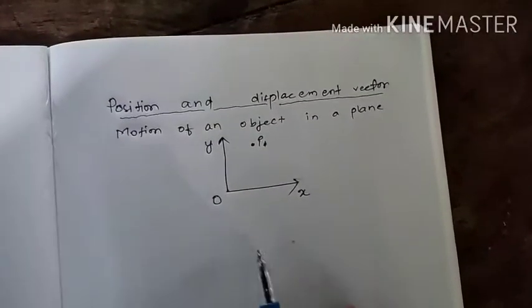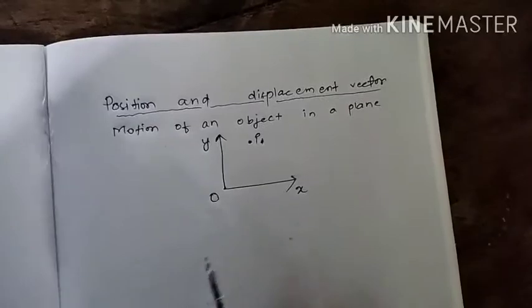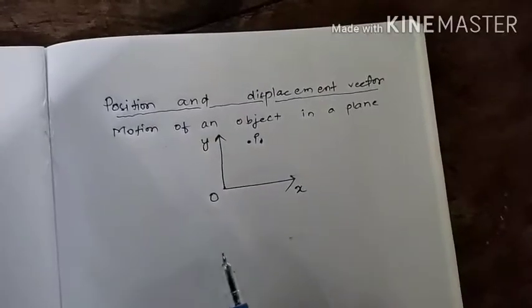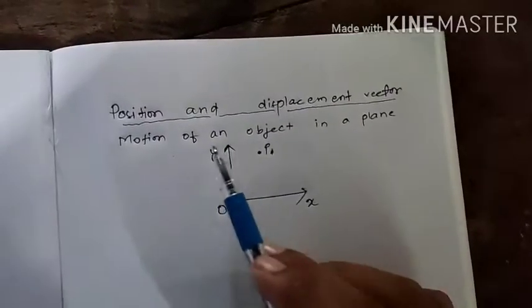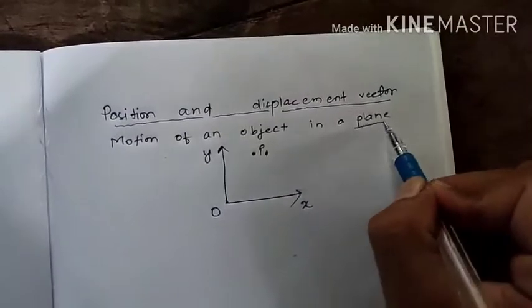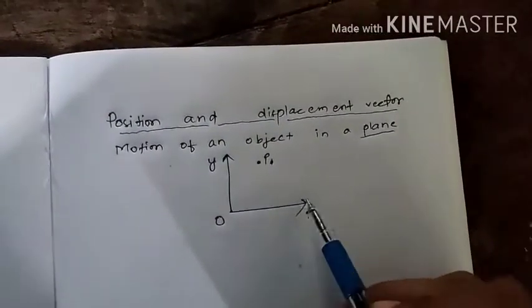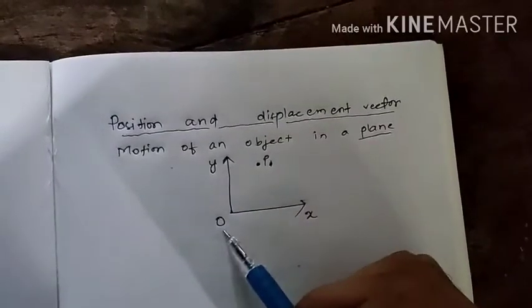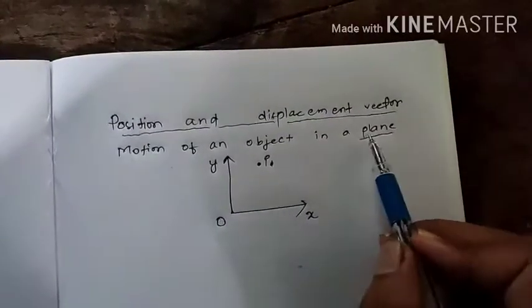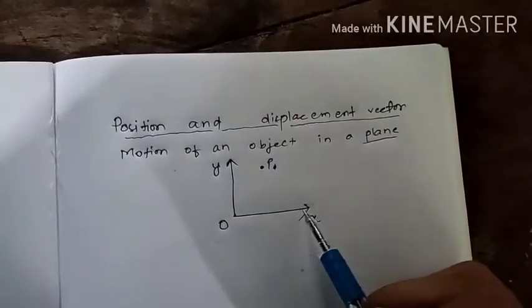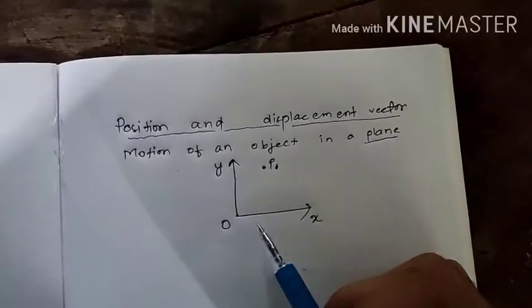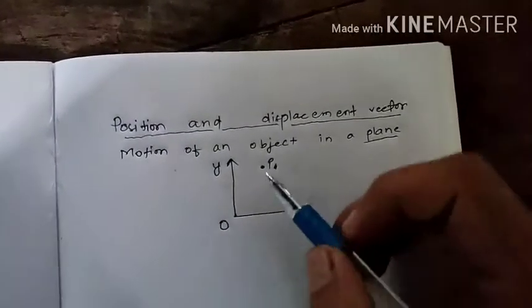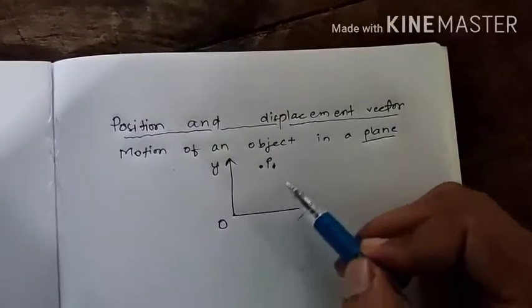So how can we find the position vector and displacement vector for this kind of motion when the object is moving in a plane? Whenever the object is moving in a plane, we have to take two coordinates, x and y, the x-axis and y-axis. This is the origin. For the plane, we have to take only two coordinates, x and y. That you have to remember. Now the object is moving in this plane.